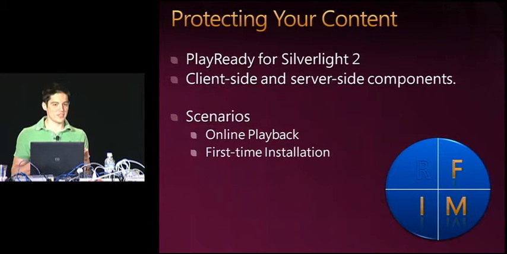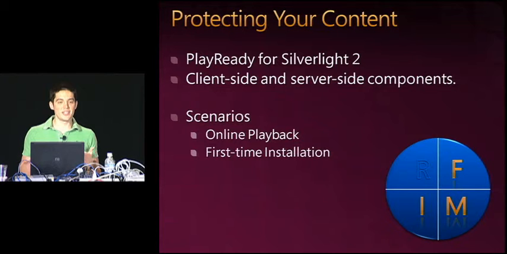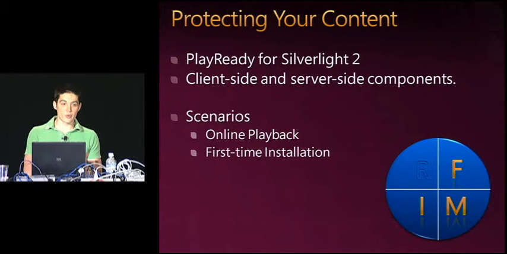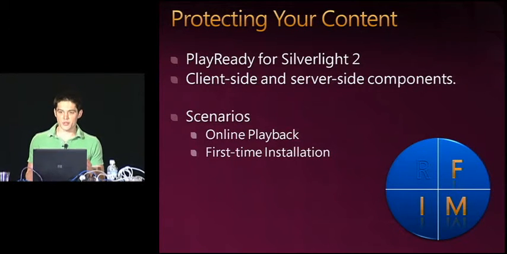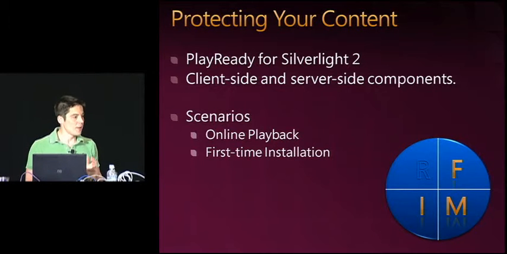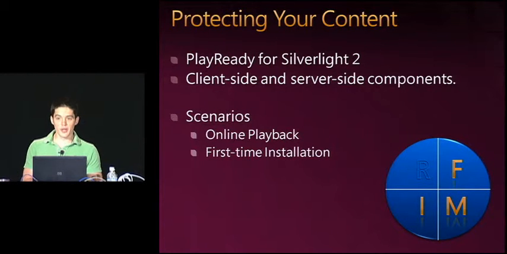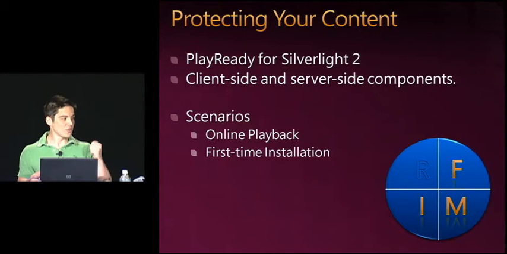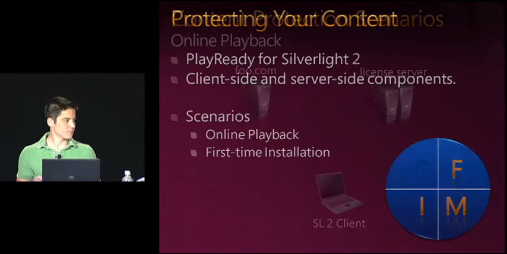So a clean install of Silverlight 2, even though it has the infrastructure to allow you to play DRM, doesn't have everything it needs already downloaded. So there's an additional download the user has to go through. And I'm going to show you that. But there's also a server-side component. So in the back end, you need to be able to take clear content and encrypt it. And also, you need to have a way of giving licenses to your users. So we're going to go over two scenarios. First is the online playback scenario in Silverlight, and also the first-time installation.